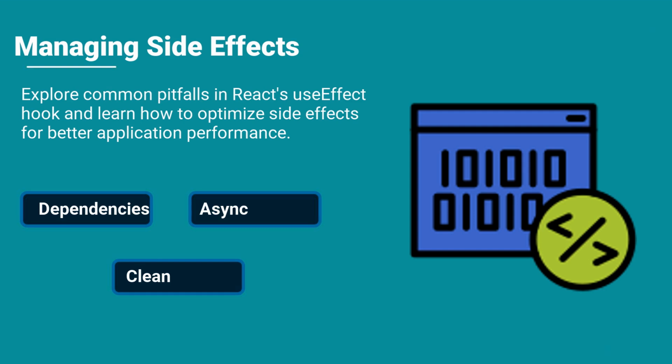First and foremost, failing to declare all dependencies in the dependency array can lead to stale closures. This could mean that your effect does not have access to the latest state or props, resulting in unexpected behavior. Always ensure that you include every variable that your effect depends on.